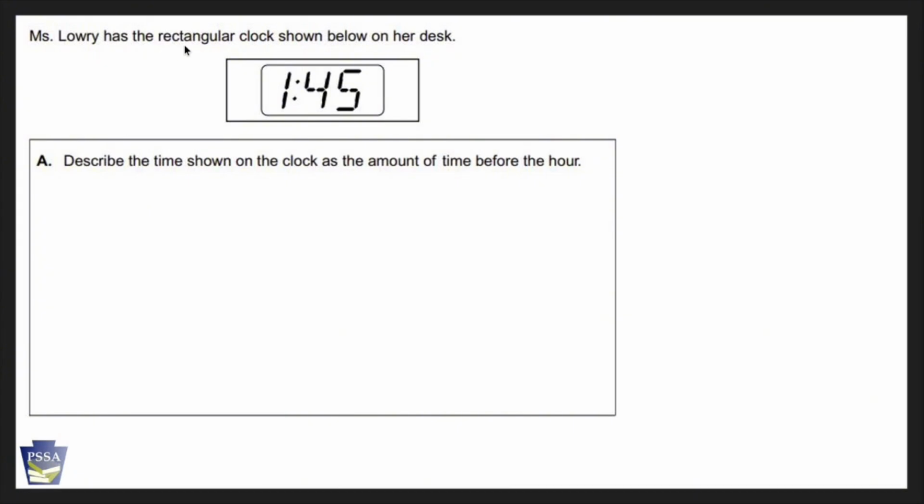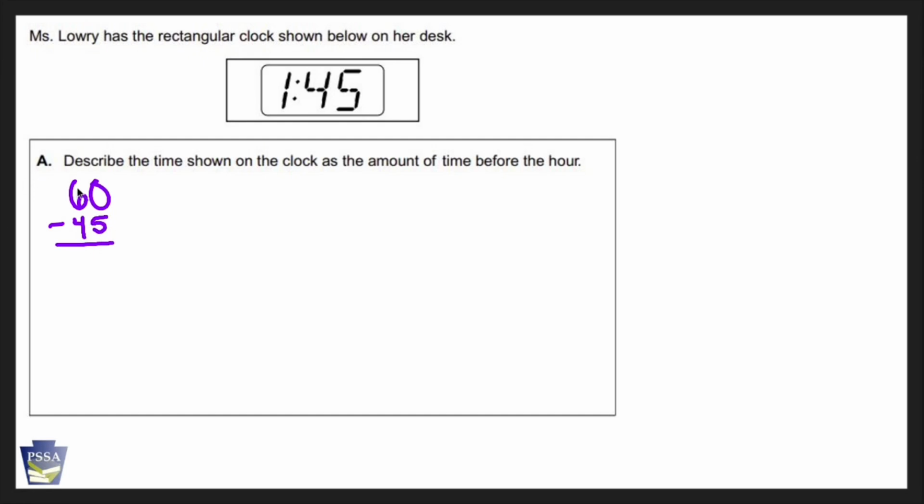Ms. Lowry has a rectangular clock shown below on her desk. So imagine this is like a regular clock that you see in bedrooms and stuff like that. Describe the time shown on the clock as the amount of time before the hour. All right, so this is 1:45. Every hour has 60 minutes, right? So if they want us to do the time before the hour, we'll do 60 minus 45 to see how much time is before the hour.